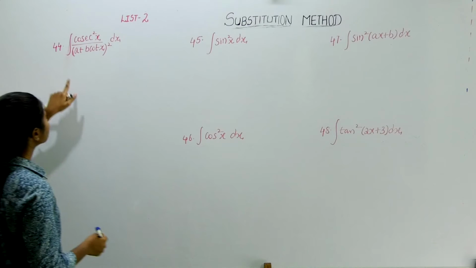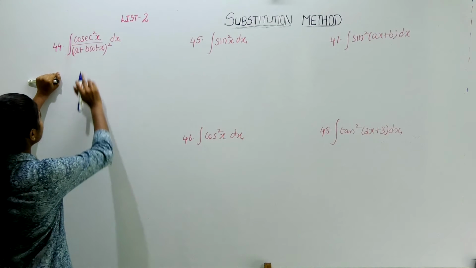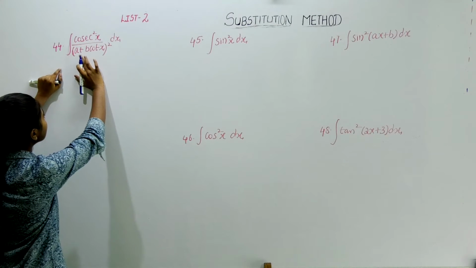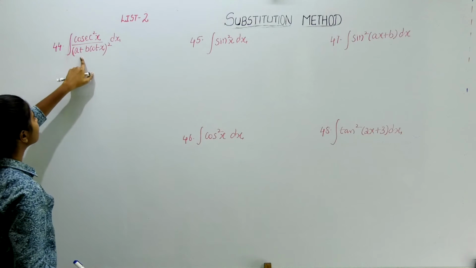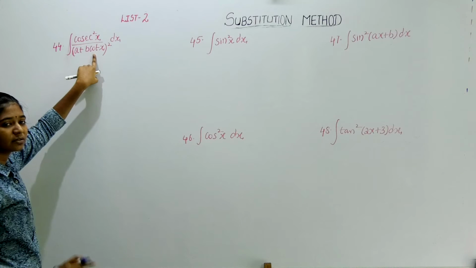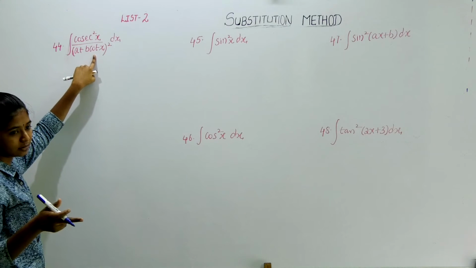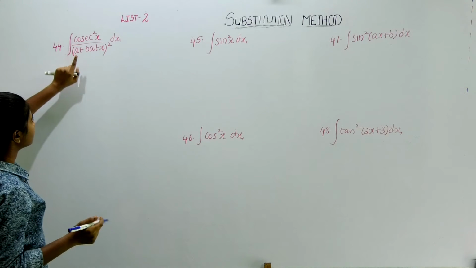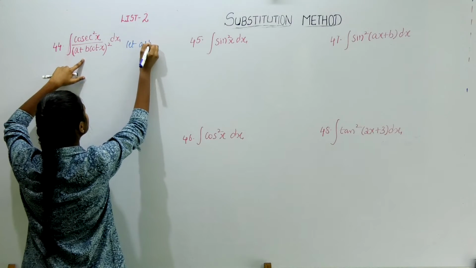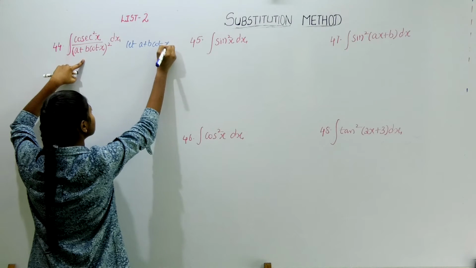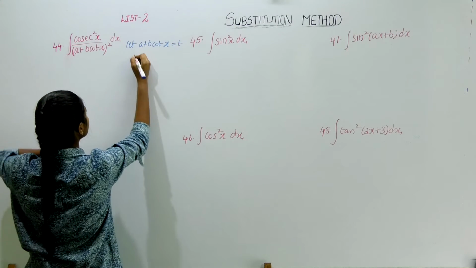Next one, 44th question. It is given as integral cosecant square x by a plus b cot x whole square dx. To solve this, we know d by dx of cot x is minus cosecant square x. It is in the numerator place. So, let us assume a plus b cot x is equal to t.